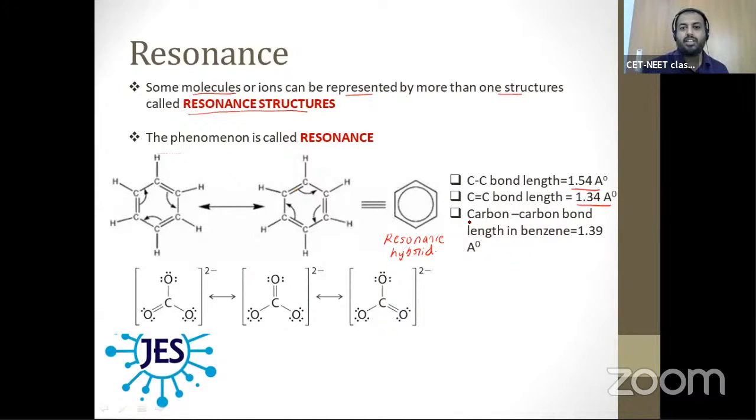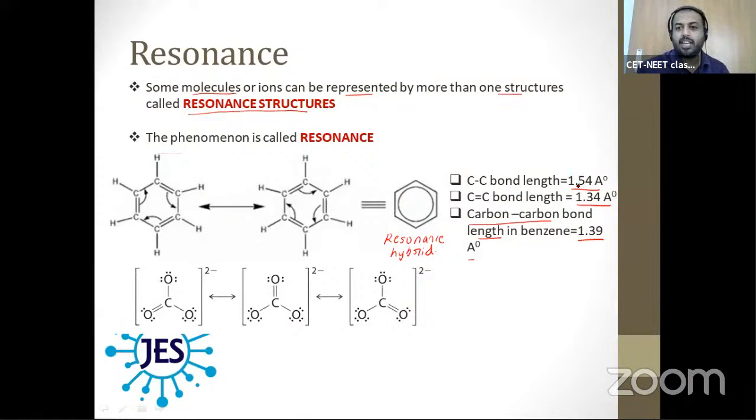But look at the carbon-carbon bond length in benzene. All carbon-carbon bond lengths are identical, and it is 1.39 angstroms. Very important point, dear students. Please understand this. All carbon-carbon bond lengths in benzene are identical, and it is 1.39. Now, how do you explain this? You can explain this only when you consider this phenomenon of resonance, suggesting that all bonds are identical and the bond length is intermediate to that of a single bond.